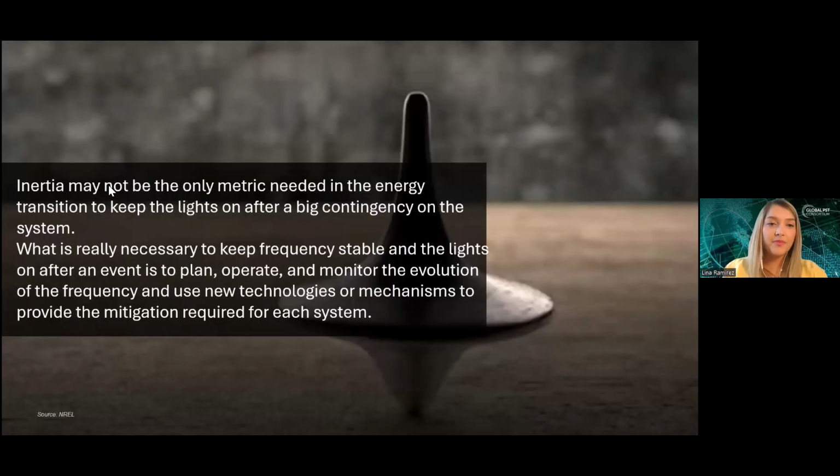So in summary, inertia may not be the only metric needed in the energy transition to keep the lights on after the biggest contingency of the system. What is really necessary to keep frequency stable and the lights on after an event is to plan, operate, and monitor the evolution of the frequency, and use new technologies or mechanisms to provide the mitigation required for each system. So thank you very much.